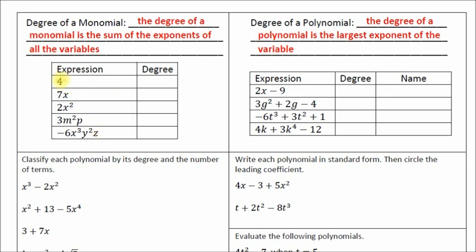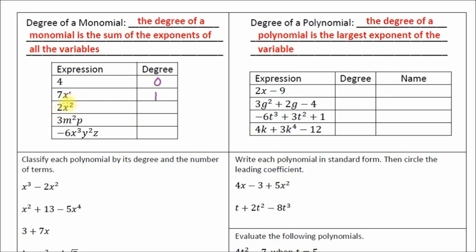Now take a look at the first one. This is 4, and you can see there are no variables. So because of that, the degree of this particular monomial is 0. Let's try a purple. Okay, how about 7x? Well, I know you don't see an exponent, but remember, when a variable doesn't have an exponent, it really does. You just don't have to write it, and that's a 1. This is x to the first power, because x to the first power is just x. So in this case, the degree of this monomial is 1.